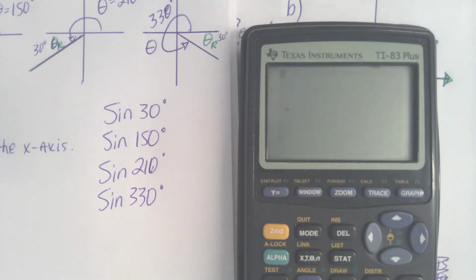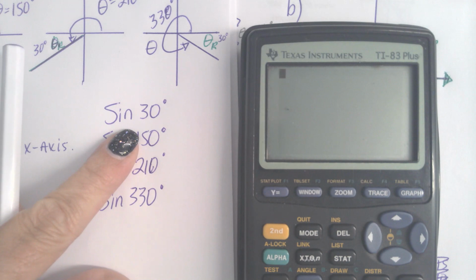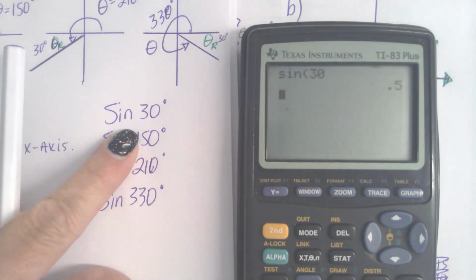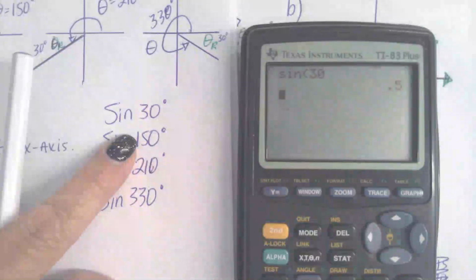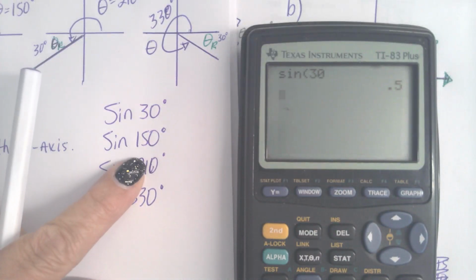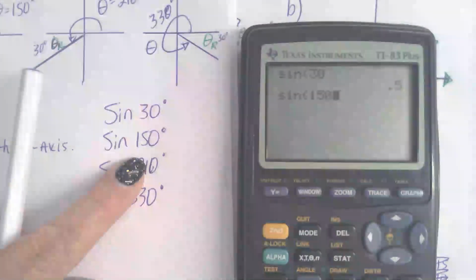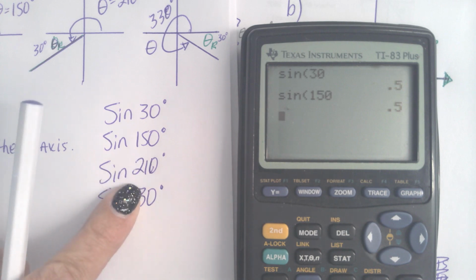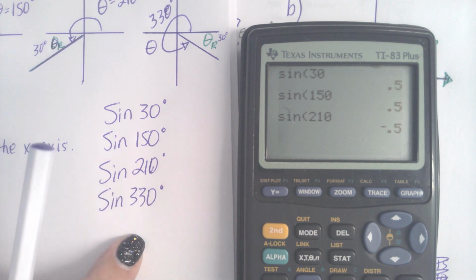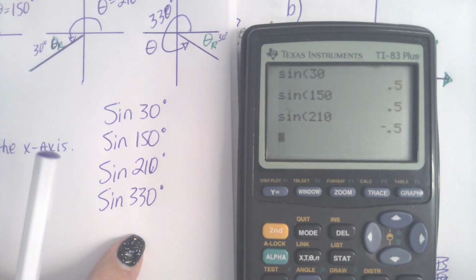It wasn't very long. All right, so let's go with sine 30, and we get the decimal, 0.5. That is just the decimal of sine 30. So sine 150, put that in. Sine 210 is negative 0.5. And what is our prediction for sine 330? Negative 0.5.